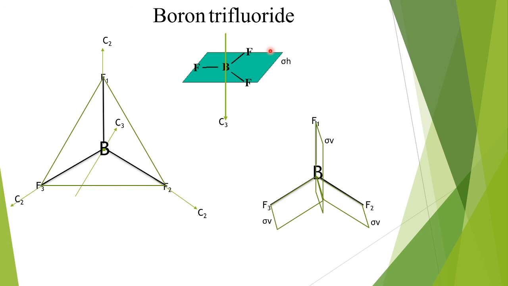Okay, and we can conclude the elements of symmetry present in the BF3 molecule. That is, we have the identity element E, a C3 axis, 3 C2 axes, 3 sigma V planes and 1 sigma H plane. Okay, these are the elements of symmetry present in boron trifluoride.